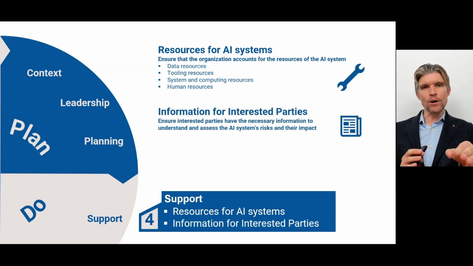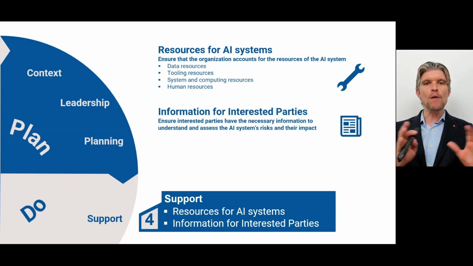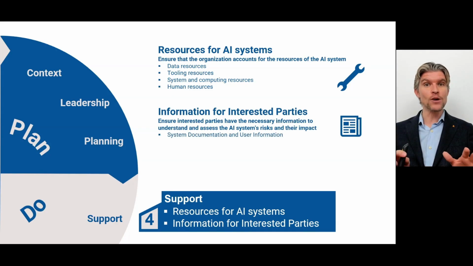An important part is our information for our interested parties. We identified them earlier in our process, but now we need to make sure that we are giving them what they want to be informed about. Regulator usually doesn't care, but you have to keep them informed about, say, incidents. You have to keep them informed.